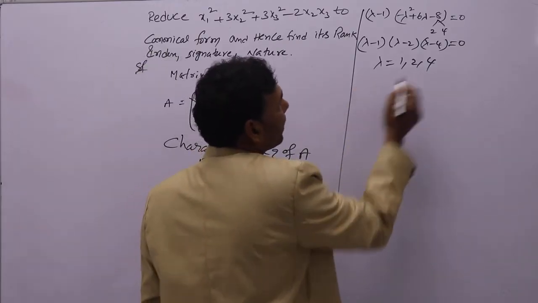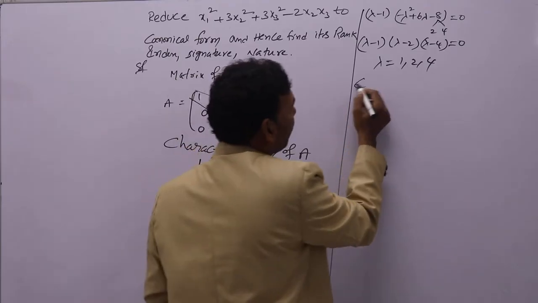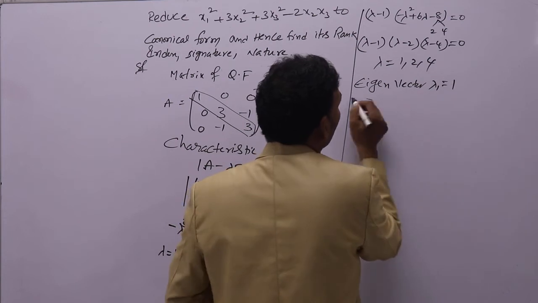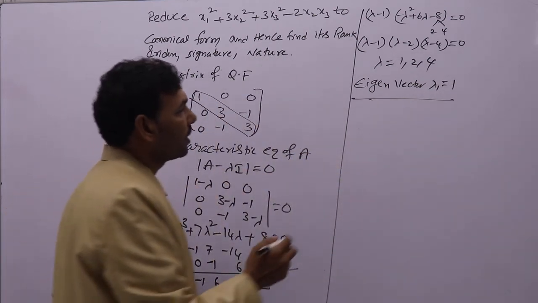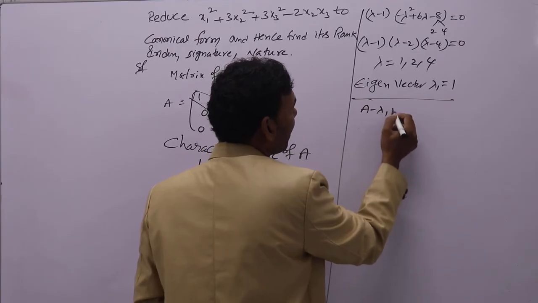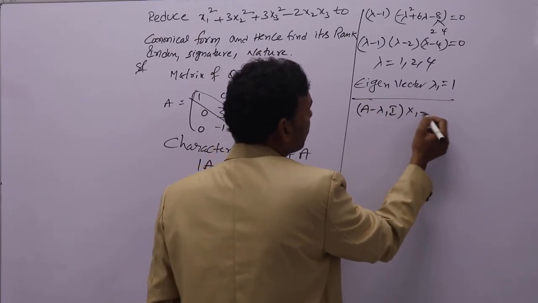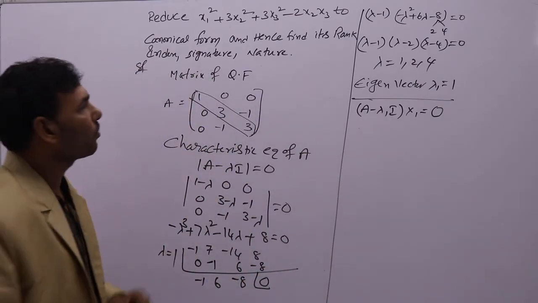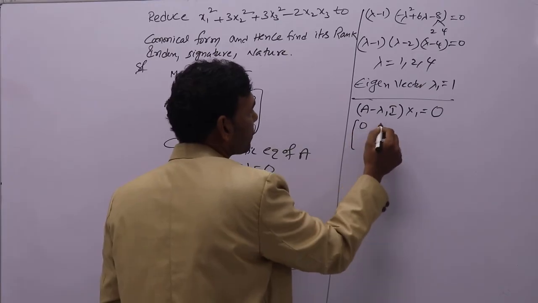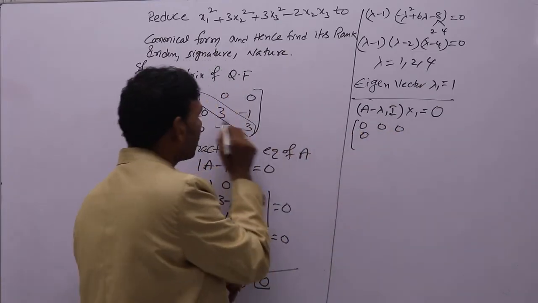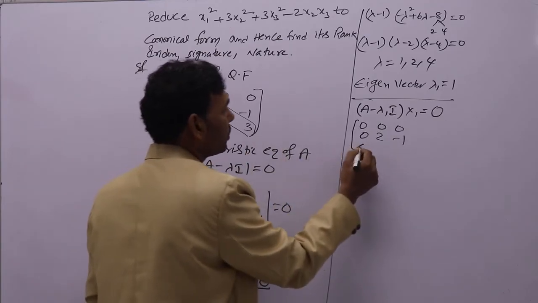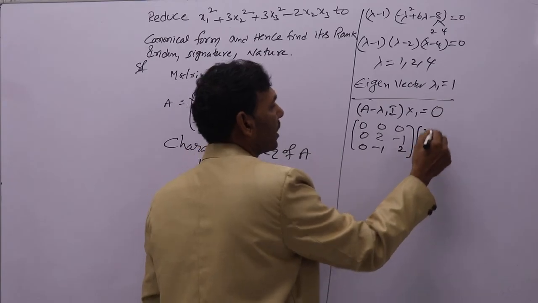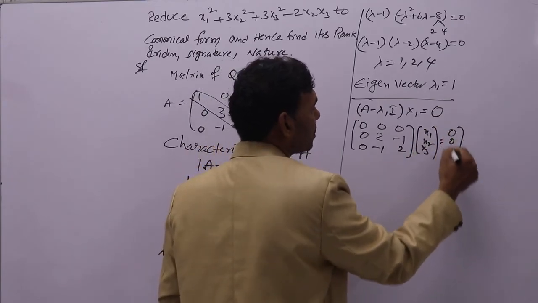Now we need to find eigenvectors for these 1, 2, 4. Eigenvector corresponding to lambda 1 equal to 1. For that, (A minus lambda 1 I) x1 equal to 0. Subtract 1 from the diagonal. What will you get? 1 minus 1, 0, 0, 0, 3 minus 1, 2, minus 1, 0, minus 1, 3 minus 1, 2, times x1, x2, x3 equal to 0, 0, 0.